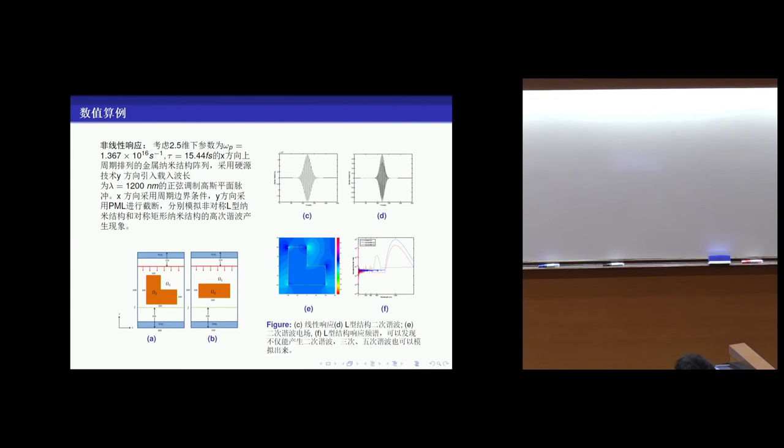We can see that this is a figure, okay? We have the incident wave from the top, interacting with the metal. This is the frequency of the incident wave. Here we have the second harmonic generation observed. And here, the wavelength is 1,200. The red line is linear with the same wavelength. And here is 600, which is half of the wavelength of the incident wave.